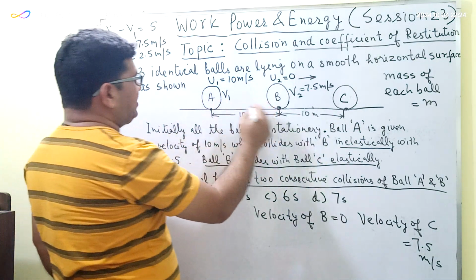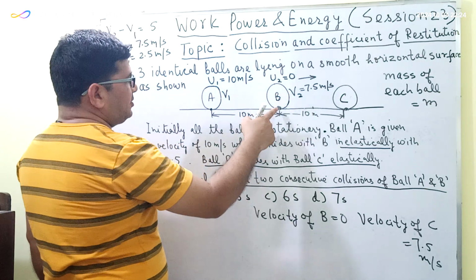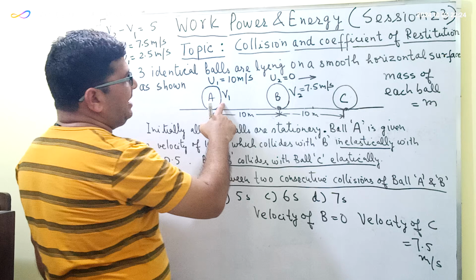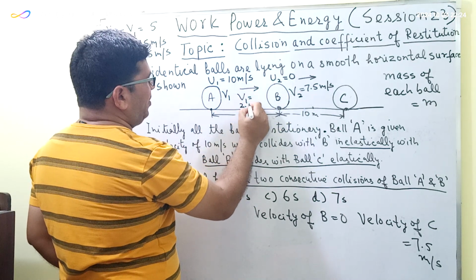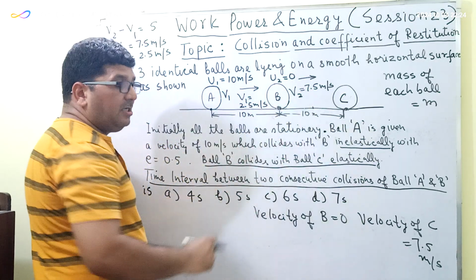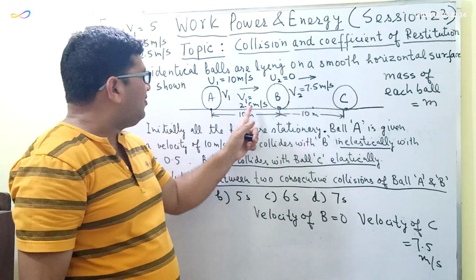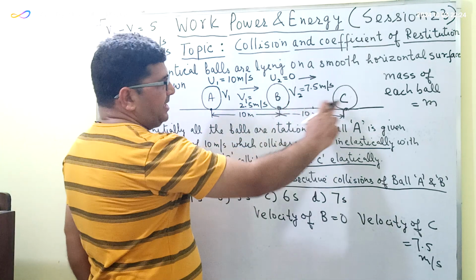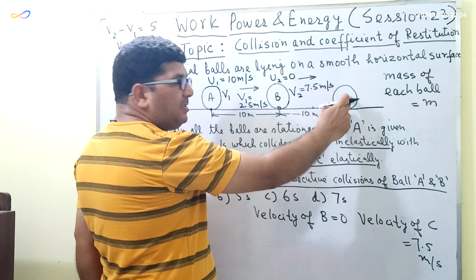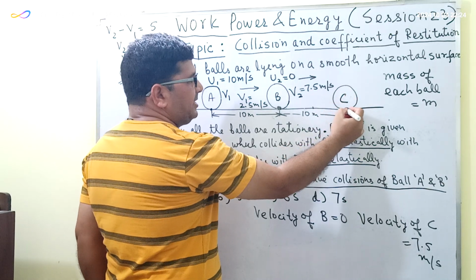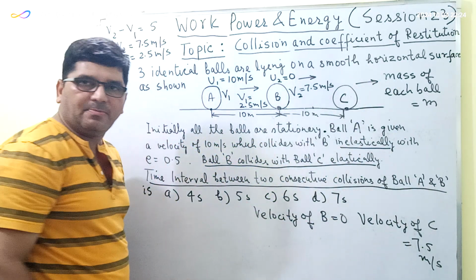Now here after the collision, balls A and B are colliding at this point. After this point, the velocity of the ball A is 2.5 meter per second in this direction. That is, V1 is equal to 2.5 meter per second. So after colliding with the ball B at this point, the ball A will start moving with the velocity of 2.5 meter per second in this direction. And the velocity of the ball B after the collision is 7.5 meter per second, and after colliding with the ball C, it is going to stop here at this point C, and this ball C will move in the forward direction with a velocity of 7.5 meter per second.